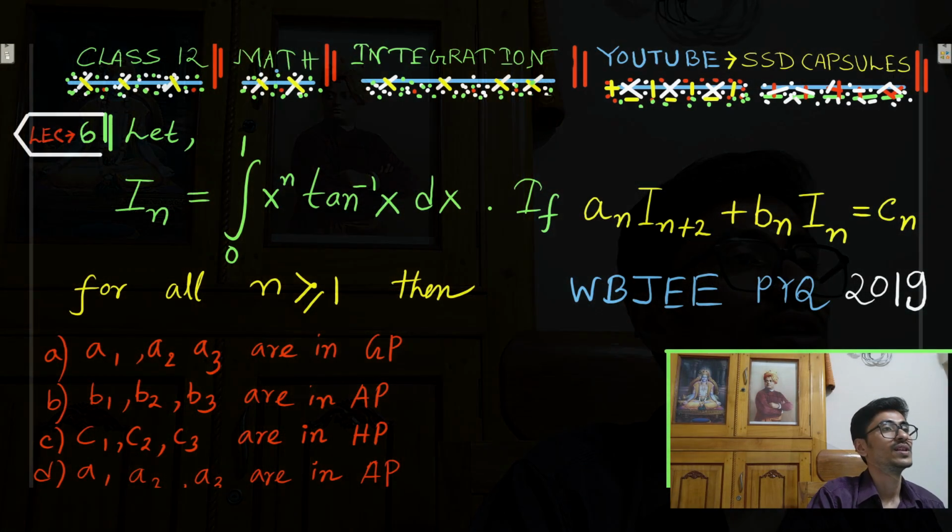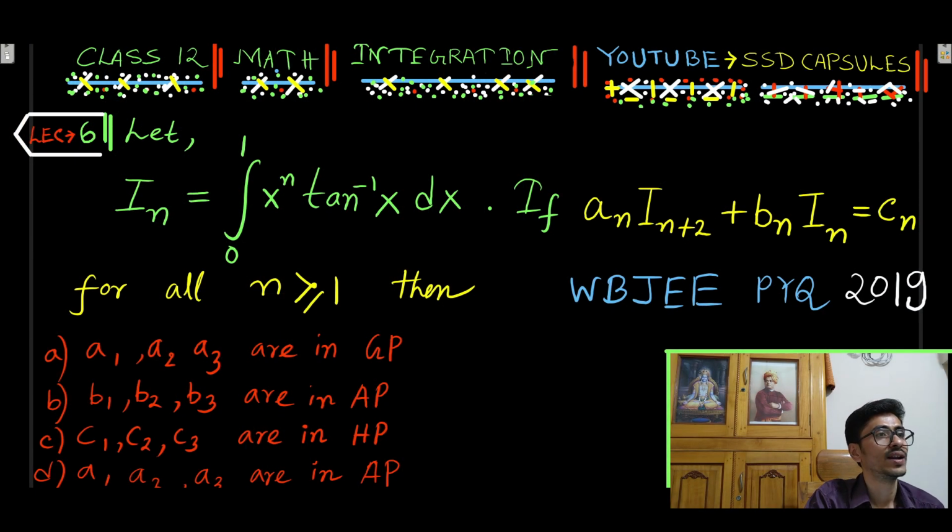So here the problem is: I_n equals the integral from 0 to 1 of x to the power n tan inverse x dx. If a_n I_{n+2} + b_n I_n = c_n for all n greater than or equal to 1, that is n is a natural number, then we have to check these options. Maybe one option may be correct, or it may happen that more than one option will be correct. So we'll check the solution of this problem first.